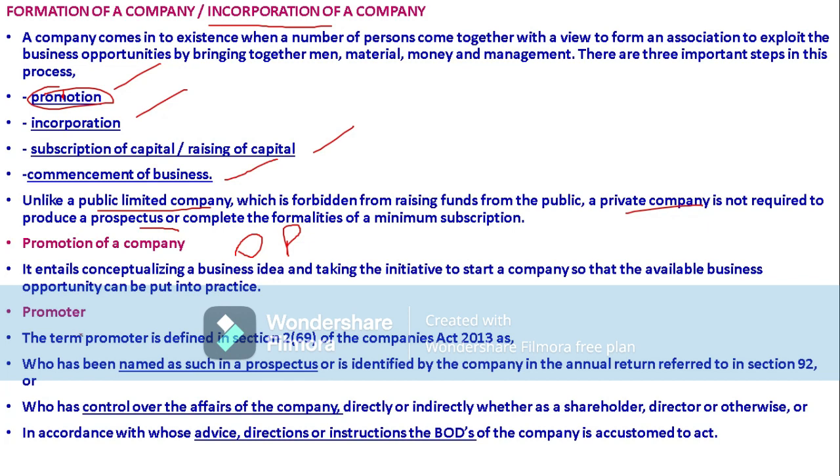If we define the promoter according to the Companies Act 2013, section 2 subsection 69, a promoter is the person who is named in a prospectus. Companies submit the prospectus to the ROC, the Registrar of Companies. So whoever's name is in that prospectus submitted to the ROC is considered the promoter of the company. The promoter is the person who discovers the idea, who initiates the company, who is the first person of the company.